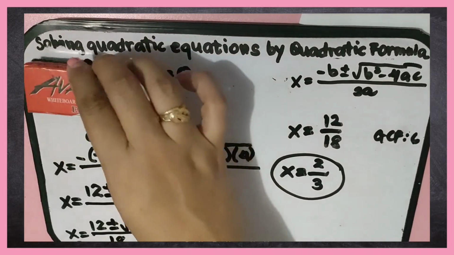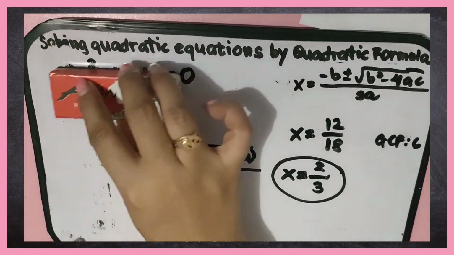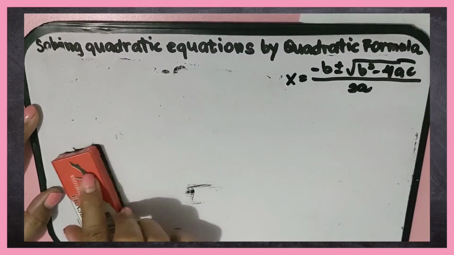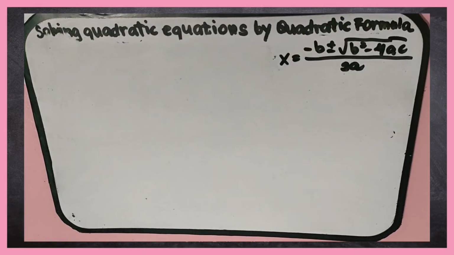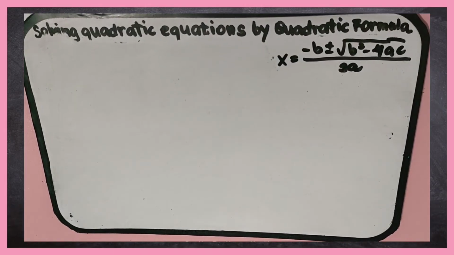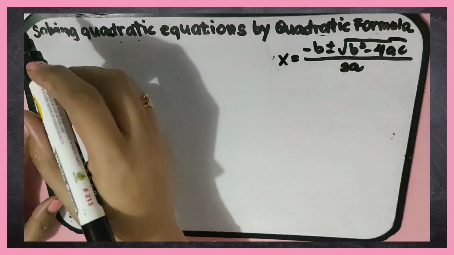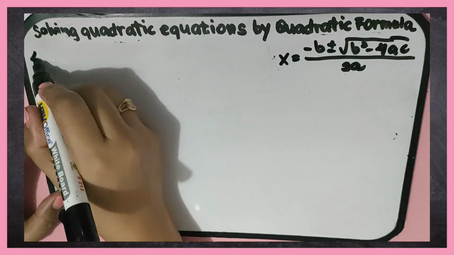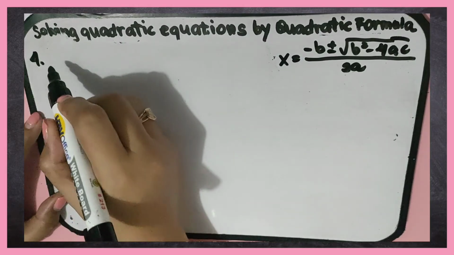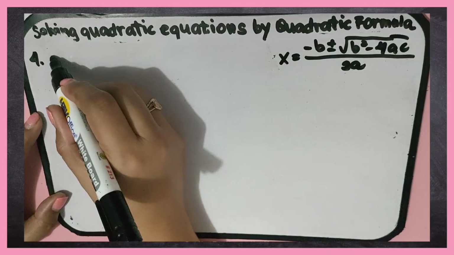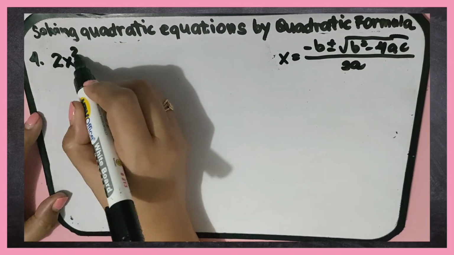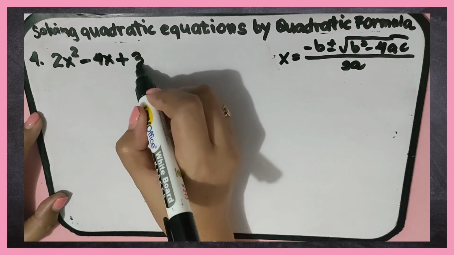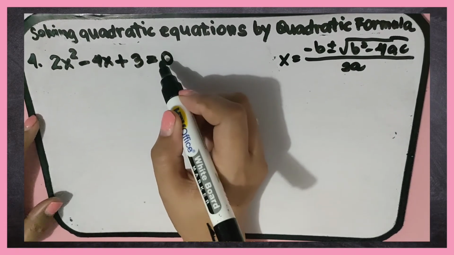Let us have another sample. Sample number 4. Okay, so the last but not the least sample. So we have example number 4. So example number 4, we have 2x squared minus 4x plus 3 equals 0.